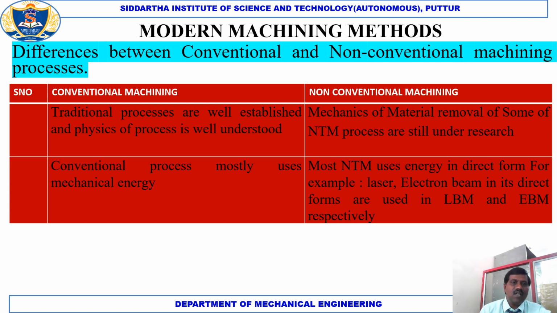Now coming to the next point, the conventional process mostly uses mechanical energy. See, in case of any lathe machine, drilling machine, boring machine, reaming machine, or any conventional machining process, in all these cases we use mechanical energy to remove the material from the workpiece. But in case of a non-traditional machining process or modern machining methods, we use different forms of energy like laser energy, electron beam energy, chemical energy, or electrochemical energy in different machining methods to remove the material from the workpiece.